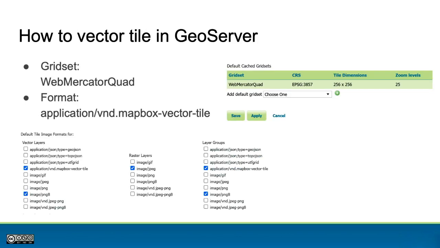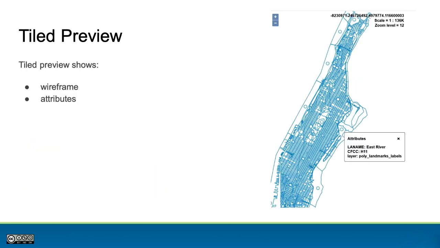How do we do it? Start by choosing the recommended grid set, Web Mercator Quad, and then you can choose what format. I've highlighted VND Mapbox vector tile. This is like the MIME type that the clients will download, but there's actually a number of different vector tile formats available in the mix. At some point there's like TopoJSON and other vector tile formats that GeoServer is in position to produce. So once you have that, and you go and you look at the GeoServer tile preview, you'll be able to see the vector tile.